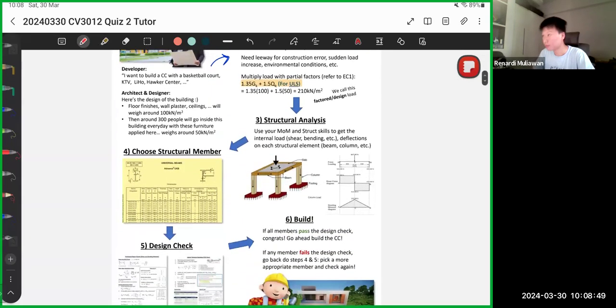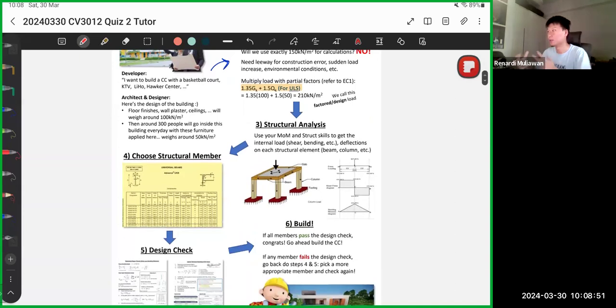After we put partial factors into the loading, we need to do structural analysis. Basically, we need to find the shear, bending or axial force on the structural member. Basically find the NED, MED, or VED. For columns, we are concerned with NED and MED. VED is only for beams usually.